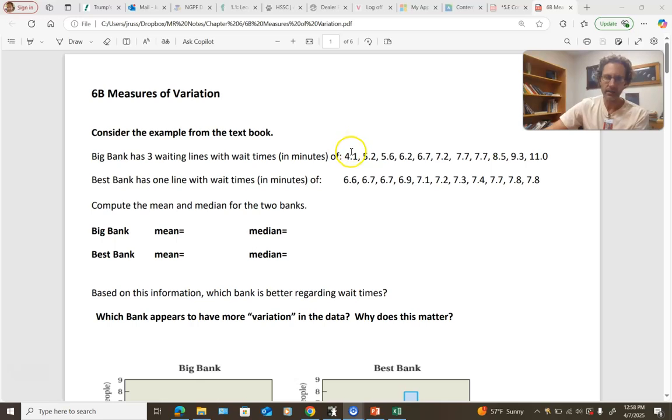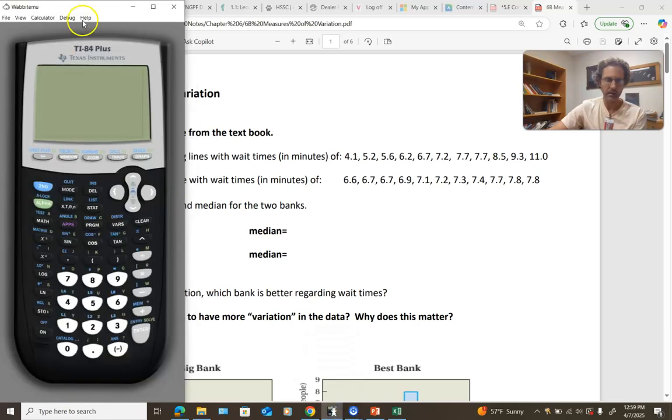What we've got here, guys, are two data sets. We've got this first data set, and these are the wait times in minutes at this big bank. And then we have this second data set, which are also wait times, but they correspond to this other bank called Best Bank. And so what we want to do for both of these is we want to calculate both the mean and the median for both of them. Okay, so we already know how to do that. And I actually went ahead and input this data in my calculator.